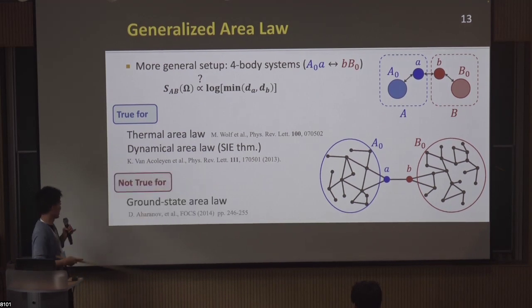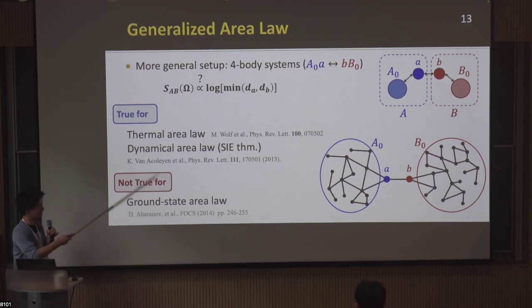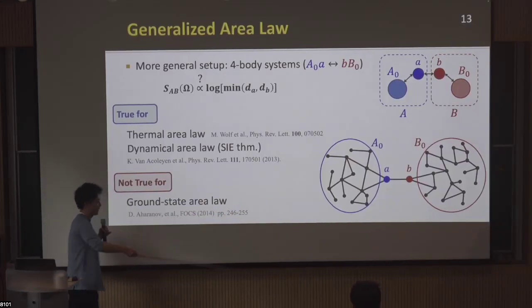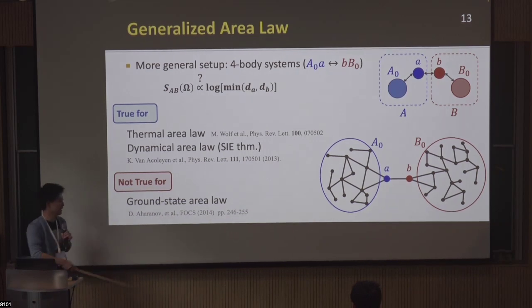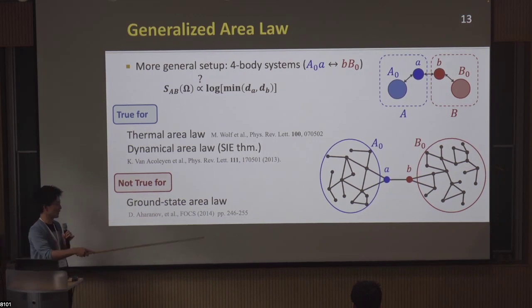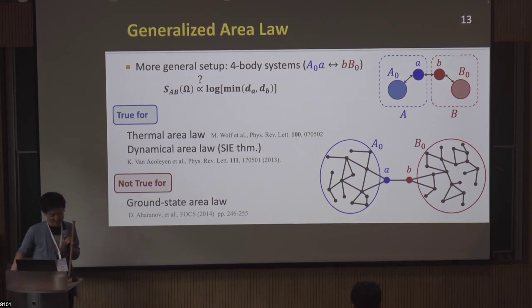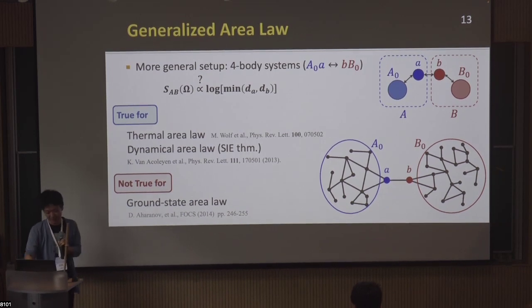But unfortunately, we know that the ground state area law does not hold in this generalized setup. There exists a counterexample, even though the small a and small b are given by qudits. I remember that the dimension is 3, but the total entanglement entropy is as large as the total system, the log of the total system Hilbert space dimension. So in this sense, the generalized area law is not true in general quantum systems.